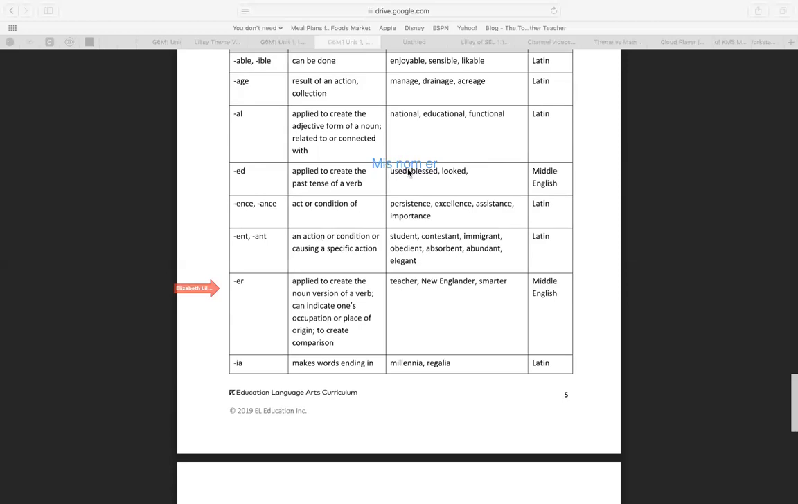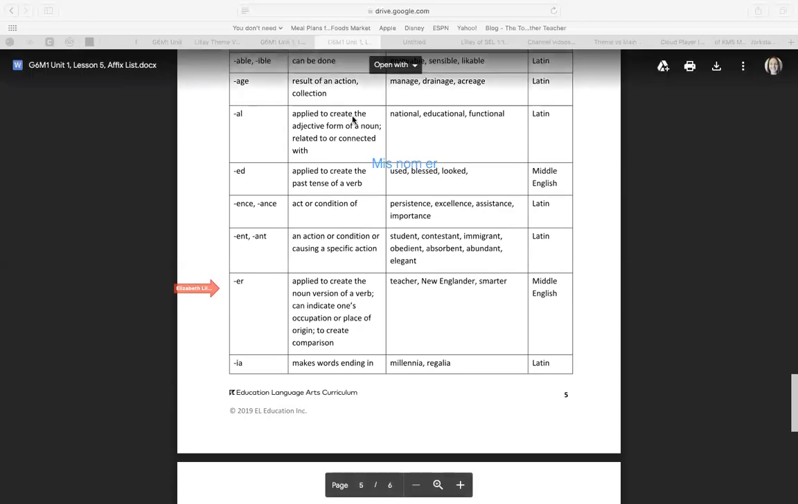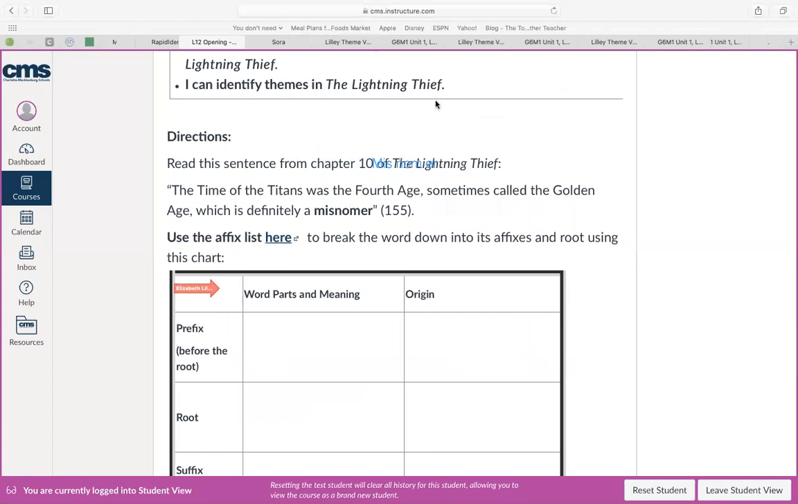So now looking back at our word misnomer, if we know that mis means wrong and nom means name, we can figure out that misnomer means a wrong name or wrongly named, okay? So let's go back to our Canvas page, and we'll look at how it's being used here in the sentence. It says, the time of the Titans was the 4th age, sometimes called the Golden Age, which is definitely a misnomer. So we figured out that misnomer means the wrong name, and what they're telling us in this sentence is that the time of the Titans, or the 4th age, should not be called the Golden Age. That was a misnomer. So maybe it wasn't as golden as they made it seem.